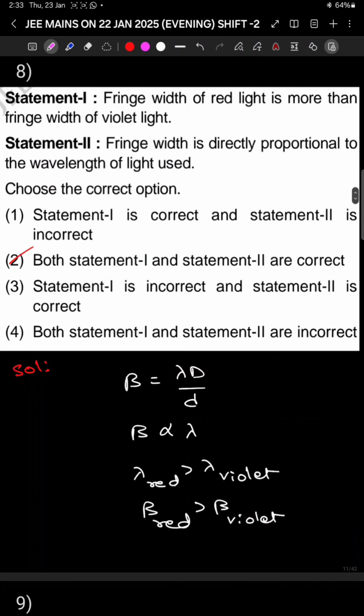Next question. Statement question here. Fringe width of red light is more than violet light given. Fringe width formula we know lambda D by d. Fringe width directly proportional to lambda. Wavelength of red light is greater than wavelength of violet light. So fringe width of red will be more than fringe width of violet. So statement 1 correct. Statement 2. Fringe width is directly proportional to wavelength. Yes, fringe width directly proportional to wavelength. Statement 2 also correct.